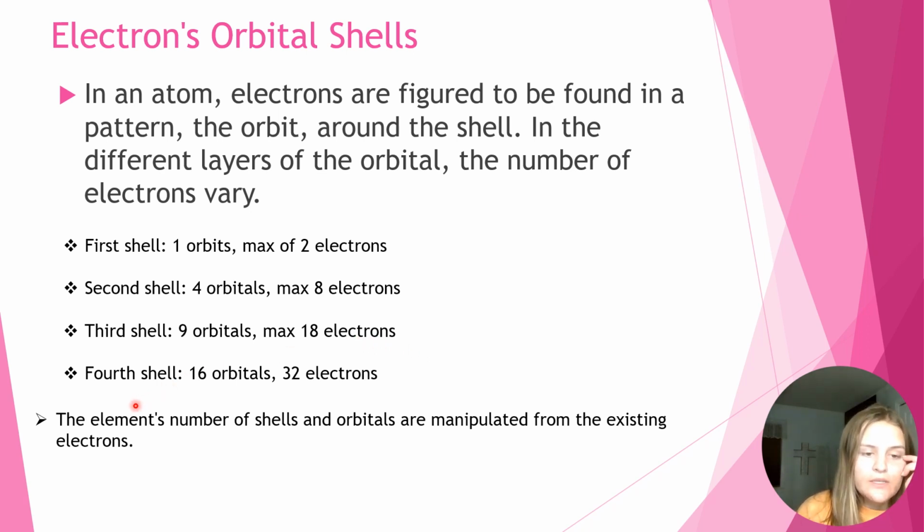So the element's number of shells and orbitals are determined by the existing electrons. So, if you had more electrons, then that would equal more orbitals. If we had fewer electrons, that would equal fewer orbitals.